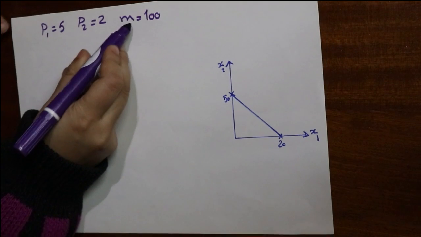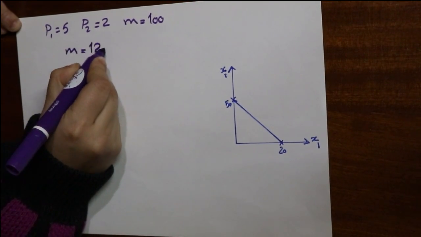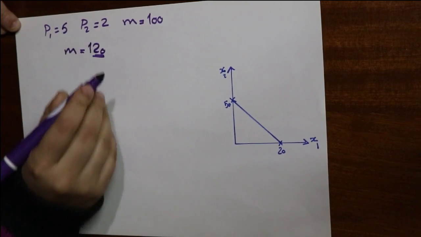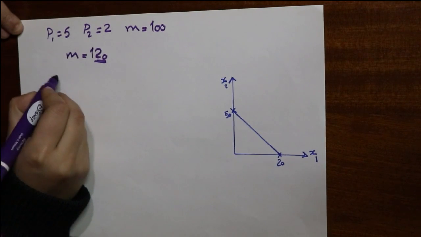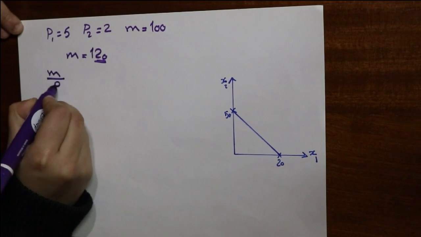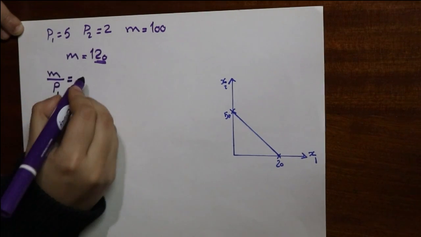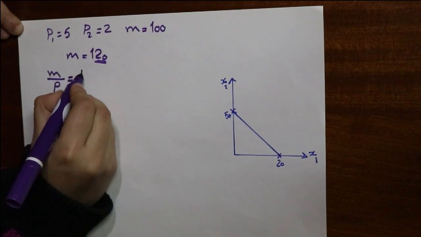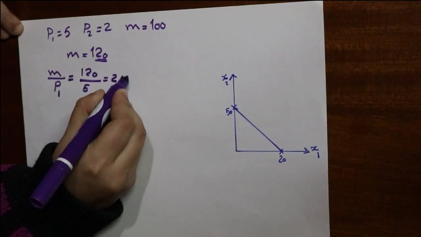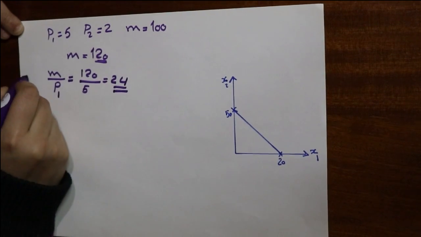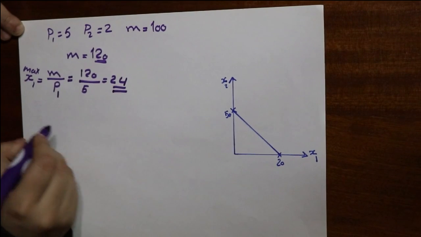If my money income increases from 100 to 120, the intercepts of x1 and x2 will change. If I spend all my money income on x1, which is money income m over the price of x1, b1, that equals 120 over 5, equals 24. This is the maximum units of x1 I can buy with my money income.